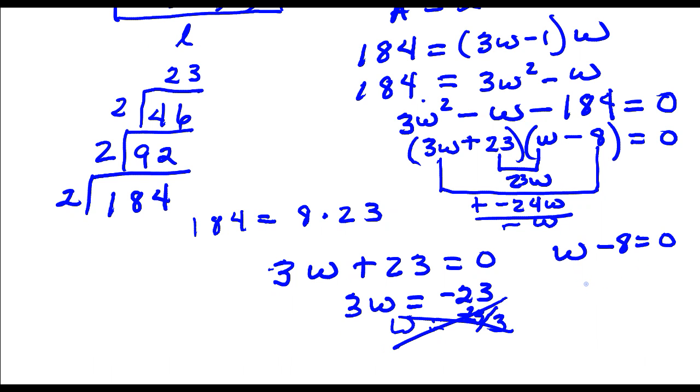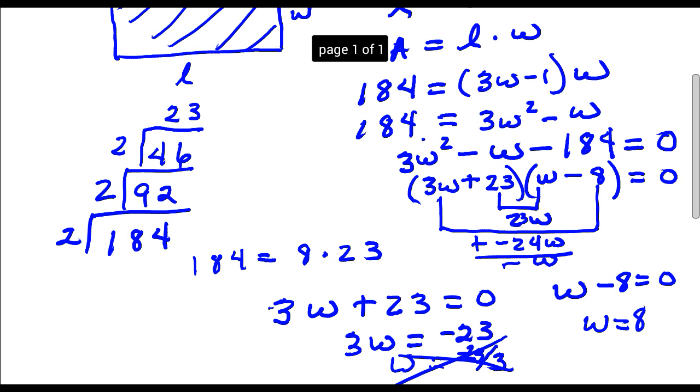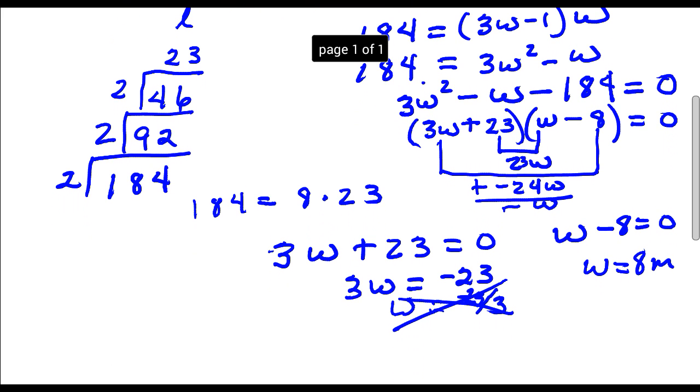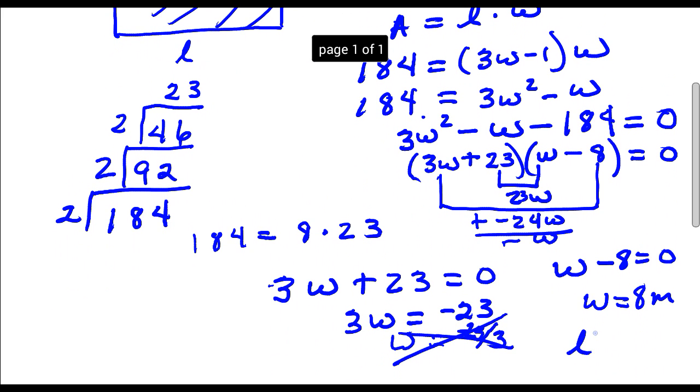So the other equation, W is equal to 8. That does make more sense. So width is 8 meters, and then the length, if we look at the very first equation that we came up with, length is 3 times W minus 1. 3 times 8 minus 1.